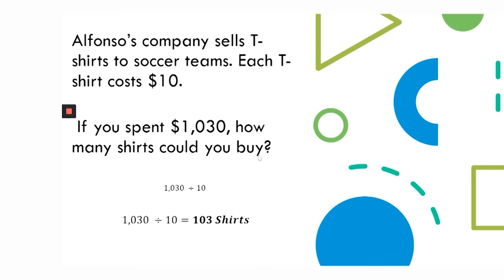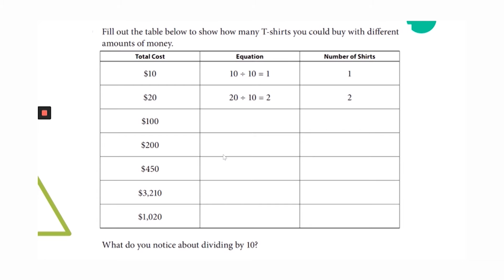Okay, so you should have 1,030 divided by 10 equals 103 shirts. 103 shirts Alfonso can buy with $1,030. Okay, so now we're going to fill out this whole table. We'll just do it one row at a time.